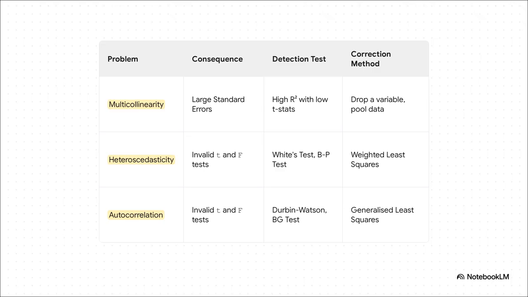Now look at the other two, heteroscedasticity and autocorrelation. Notice the consequence is the same for both. Our T and F tests become invalid. This is huge. It means we can't trust our own conclusions about whether a variable matters or not. We use different tests to find them, like the White's test or the Durbin-Watson test, and different solutions to fix them. But it's this structured approach that's so important.